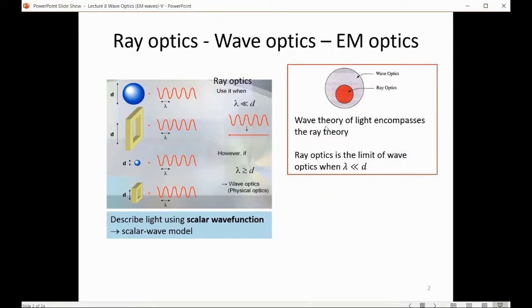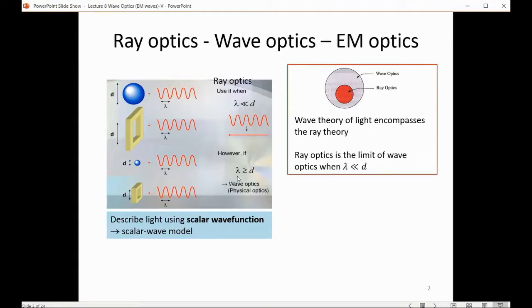Wave theory of light encompasses the ray theory, as you can see over here, and ray optics is the limit of wave optics when the wavelength of the light is much smaller than the dimension of the object. Over here we compare the size of the object with the wavelength of the illumination. Ray optics is used when lambda is much smaller than d.